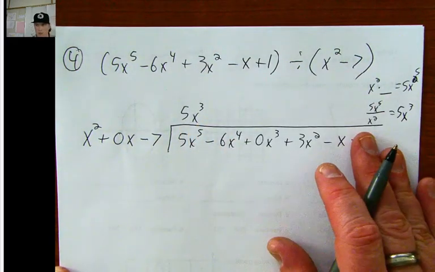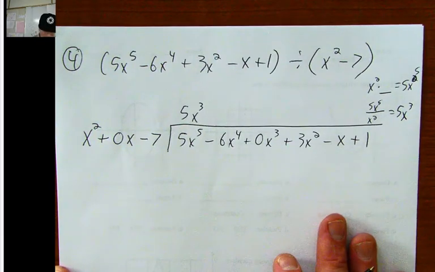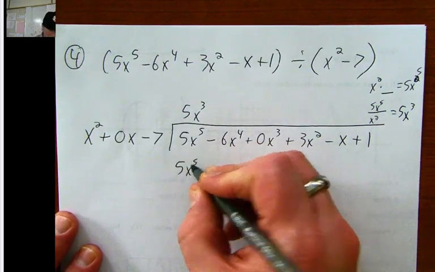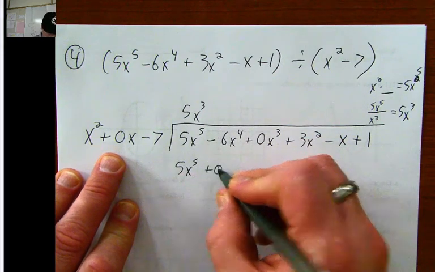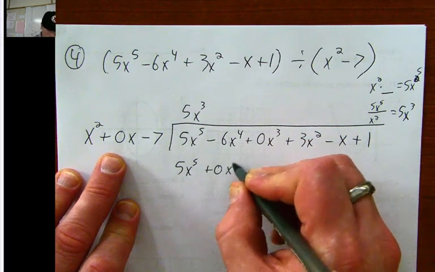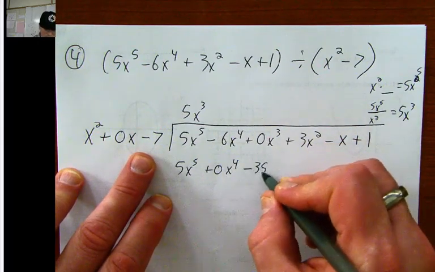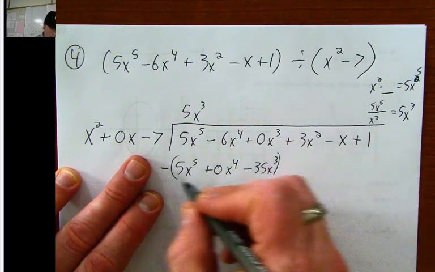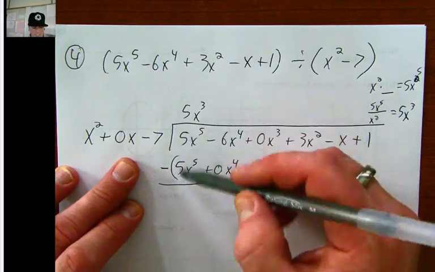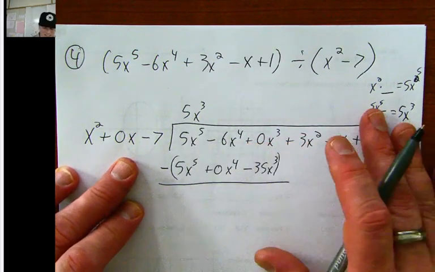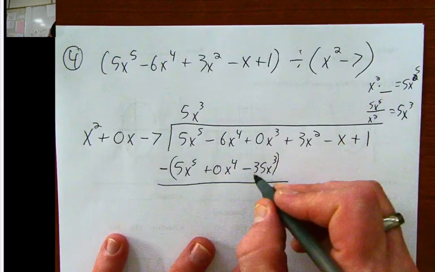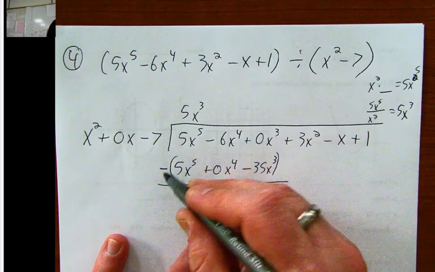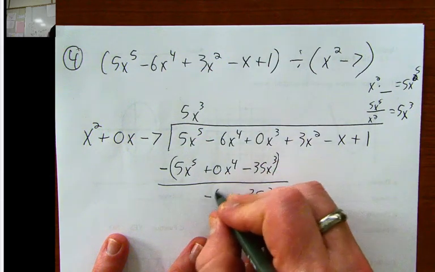Then just like, I know this problem looks more complicated, but at the end of the day, you run through it the exact same way that you run through all of them. Next, you distribute. This becomes 5x to the 5 plus 0, 5 times 0 is 0, x to the 4 minus 35x cubed. Then you subtract. One clue that you're doing things right, this thing on this step should always cancel out. And if it's not canceling out, something's wrong. 0 minus negative 35x cubed is positive 35x cubed. And negative 6x to the 4 minus 0x to the 4 is negative 6x to the 4.